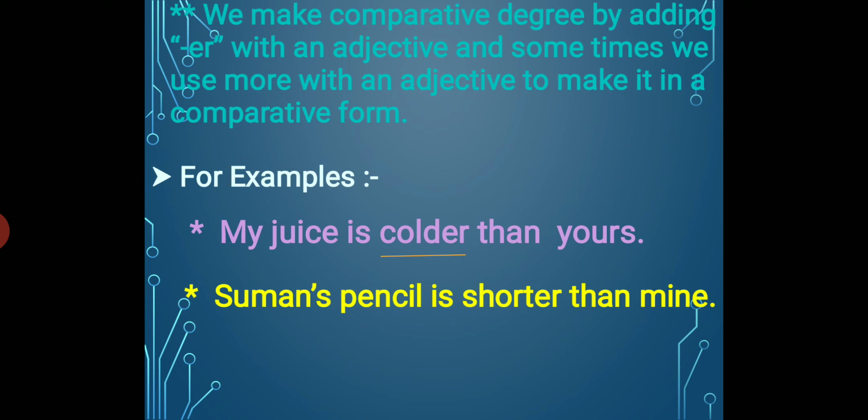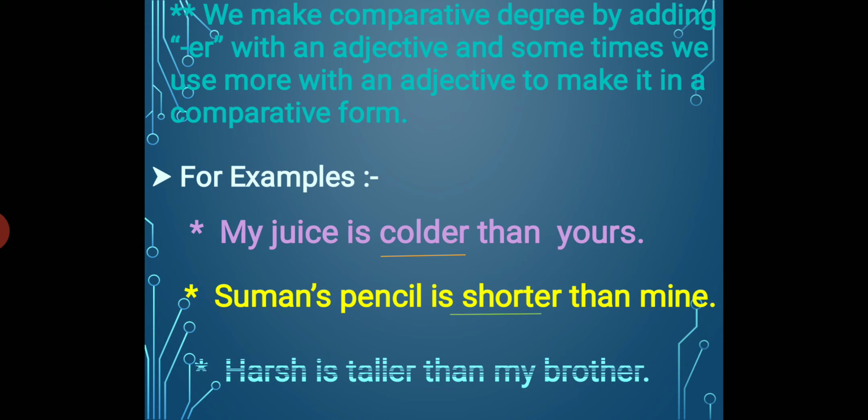Let's see the next sentence. Suman's pencil is shorter than mine. Here two pencils are compared. Which ones? One is Suman's pencil and one is my pencil. So two pencils are compared, and we will get the answer in comparative form. And what is the comparative form of the adjective? Yes, shorter. Good.